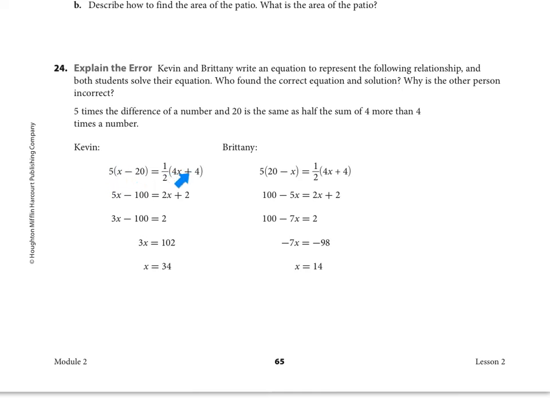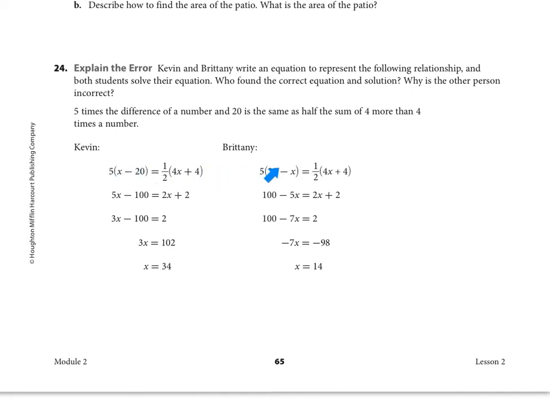So obviously we got to do distributive here. So 5 times x is 5x, 5 times 20 is 100, half of 4 is 2, half of 4 is 2. Okay, now we look at Brittany. Well, something I notice here, the expression is different. So as I look at the work, move 2x over 3x, add 100, 102 divide 34, move the 2x over, negative 7, move the 100 over, negative. Okay, I get two different answers, all because this expression is different.